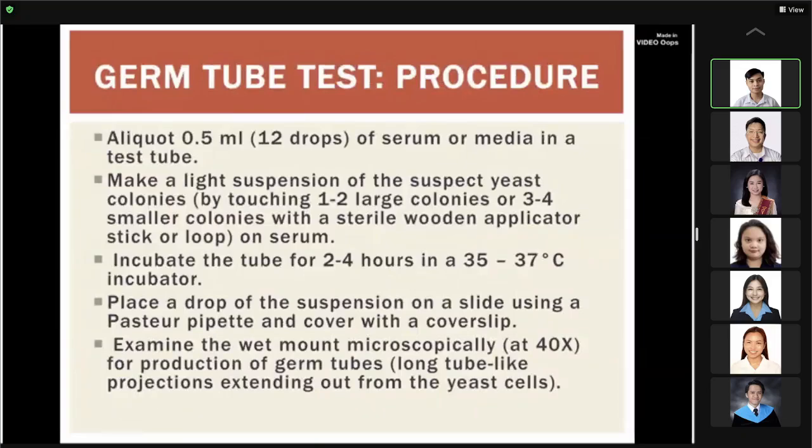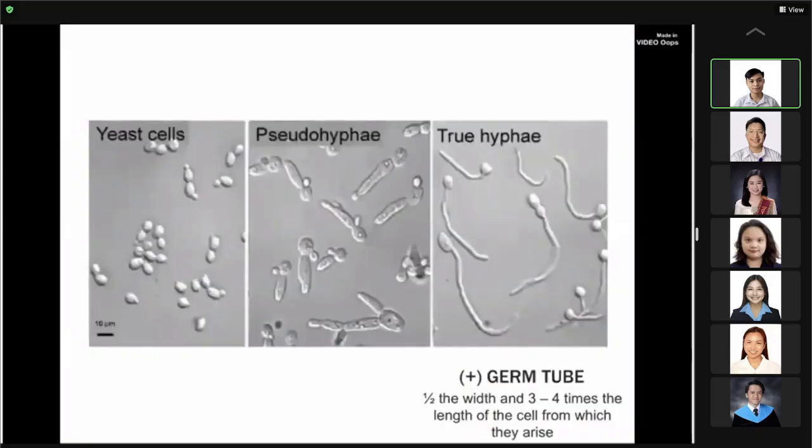And we will look for germ tube. So, yeast cells. Yeast cells yan. Dito, merong filamentous extension. Ito, pseudohyphae daw. This is a true hypha. Paano natin malalaman na true hyphae yan? True hyphae or germ tube, if there is no constriction here, it is a true hypha. If there is a constriction here, it's not a true hypha. It's just a pseudohypha. So if this is what you'll see, then it's not Candida albicans. This one is Candida albicans.